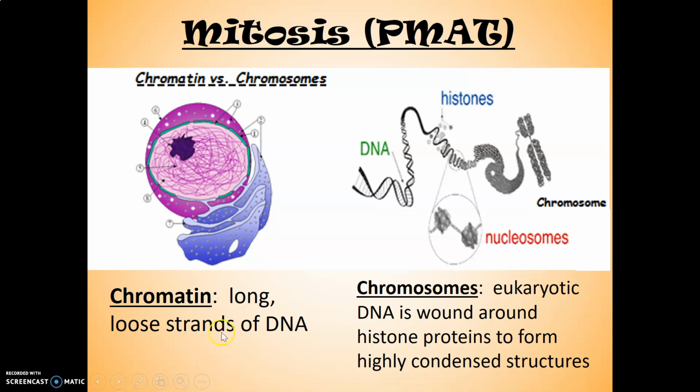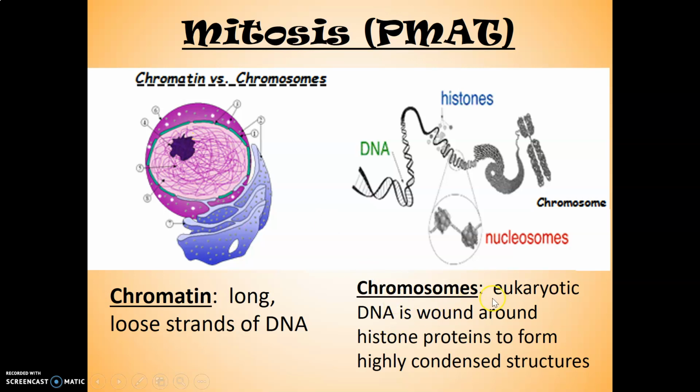And here we need to know some parts of the cell to help us understand mitosis. You should have learned some of this in the cell unit, but let's review it. So you have chromatin inside the nucleus, and this is your long, loose strands of DNA. They're all kind of coiled up, like if you unwound some yarn and just put all that yarn in a bowl. It kind of looks like that inside the nucleus.